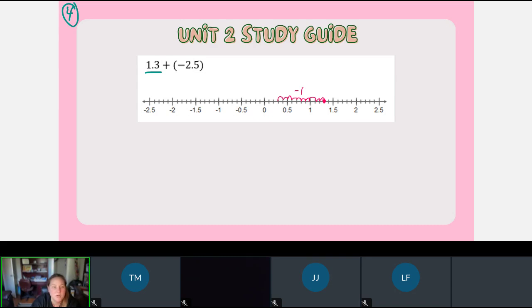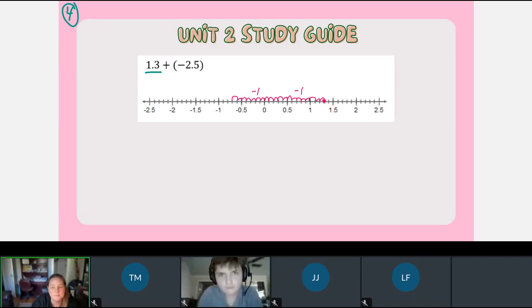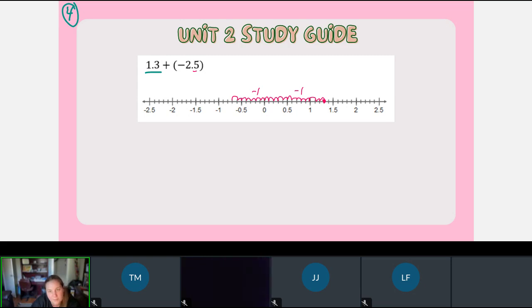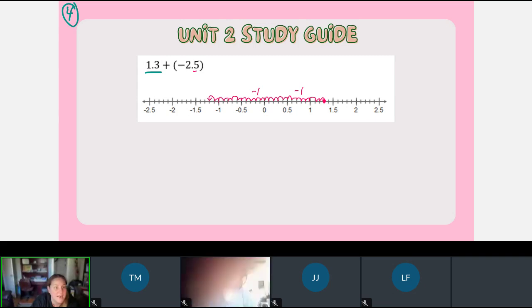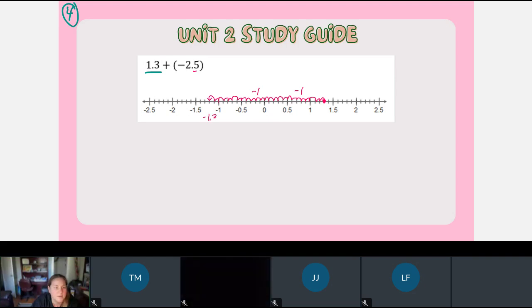Then we do 10 more. 1, 2, 3, 4, 5, 6, 7, 8, 9, 10. That would be another whole. So that's minus 2. So now we just need to do 5 more jumps because it says 0.5. And we know that that's a half. And if a whole was 10 jumps, half of a whole would be 5 jumps. So 1, 2, 3, 4, 5. We land right here. That would be our answer. And that is negative 1.3.